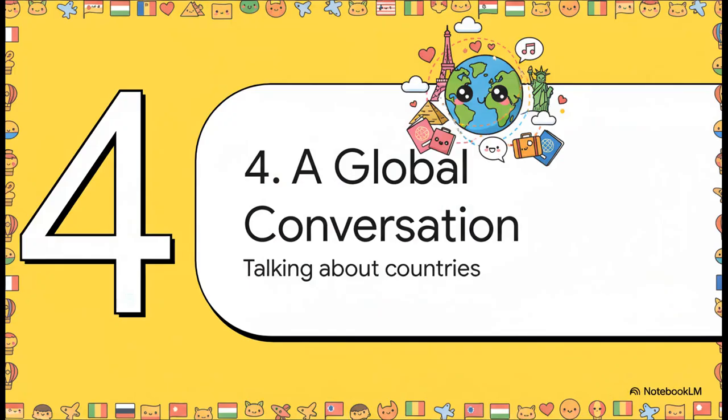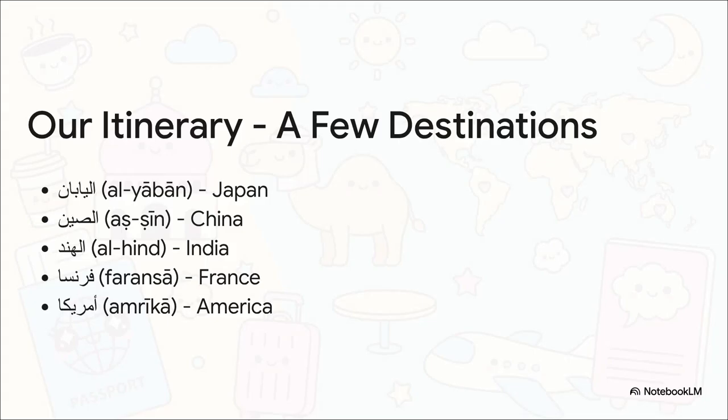Okay, and now we get to what I think is the coolest part, for real. In section 4, we're going to have a global conversation. We're going to take everything we've learned, all those little pieces, and put them together to talk about where people are from. This is where we go from just naming things to actually connecting with people. So where are we traveling today? Let's take a look at our itinerary. We can now talk about places like Al-Yaban, that's Japan. As-Sin is China. Then we have Al-Hind, which is India. Faransa, that's France. And Misr, Egypt. Suddenly the world gets a little bigger, right?